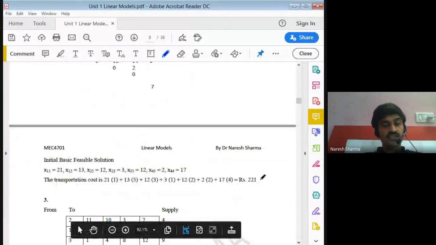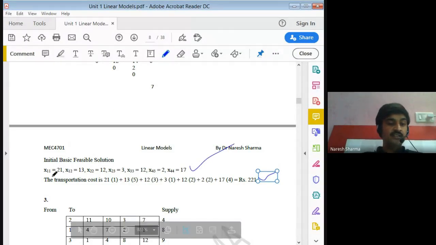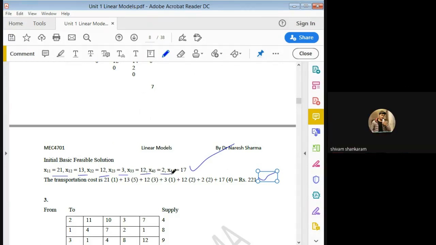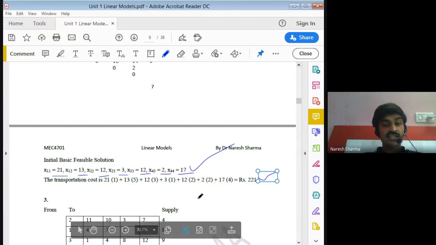So that is the cost, and these solutions which you calculated, like 21 allocated, 13, 12, 3 in your above table, are called your solutions, and the total cost is this. So these are the initial feasible solution.